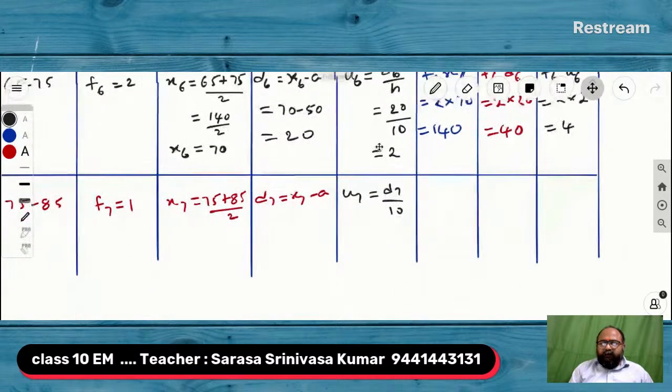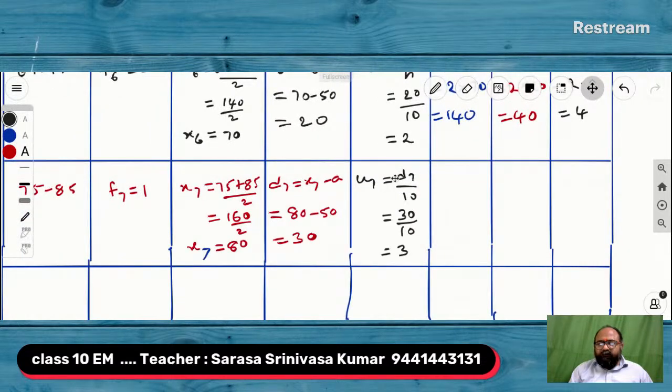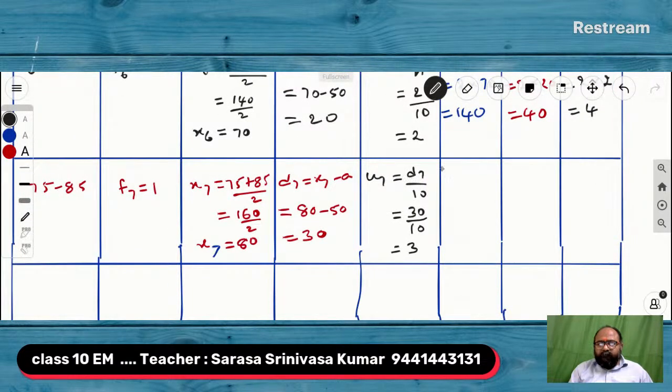Now we finally calculate the last class interval, 75 to 85.